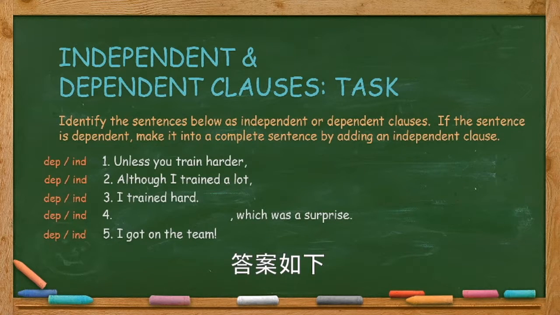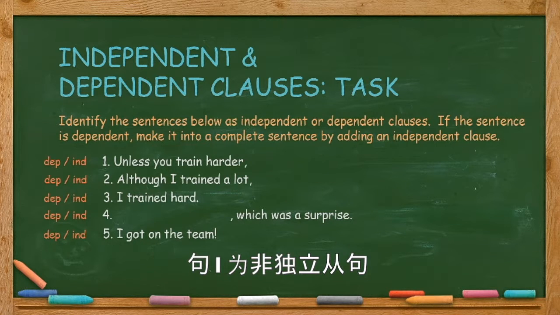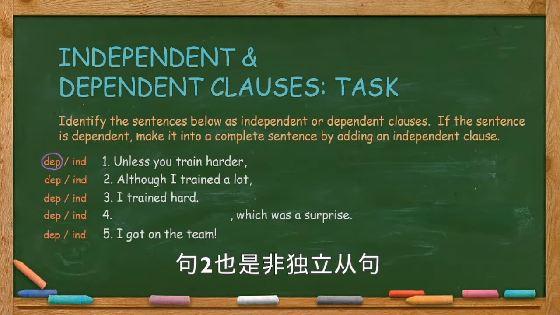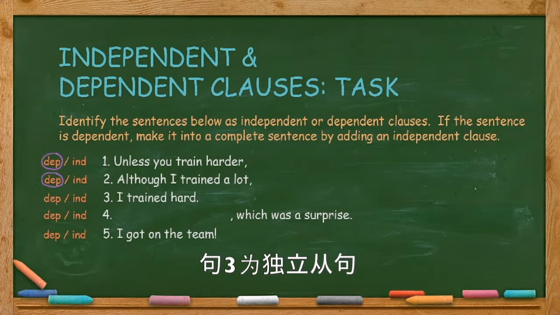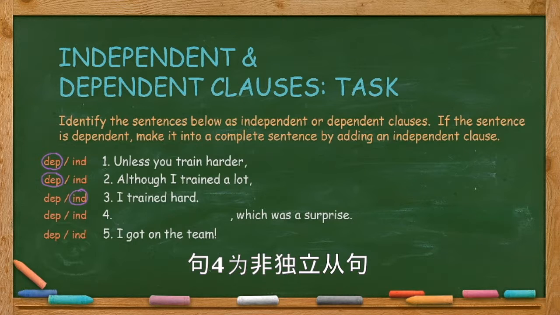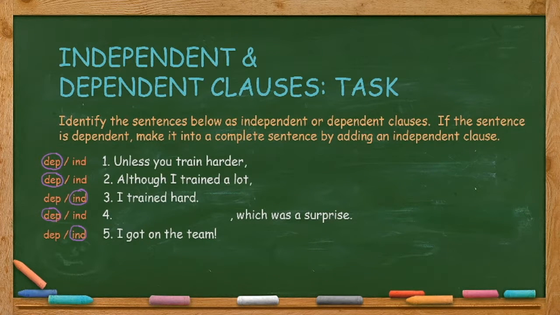And the answers. Number 1, unless you train harder, is a dependent clause. 2, although I trained a lot, is also a dependent clause. 3, I trained hard. This is an independent clause. 4, which was a surprise. This is a dependent clause. And number 5, I got on the team, is an independent clause.